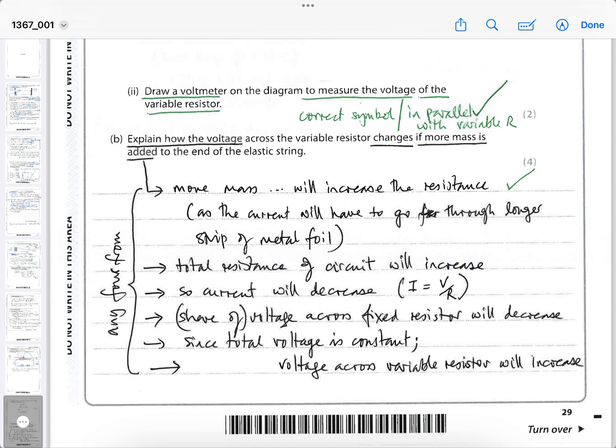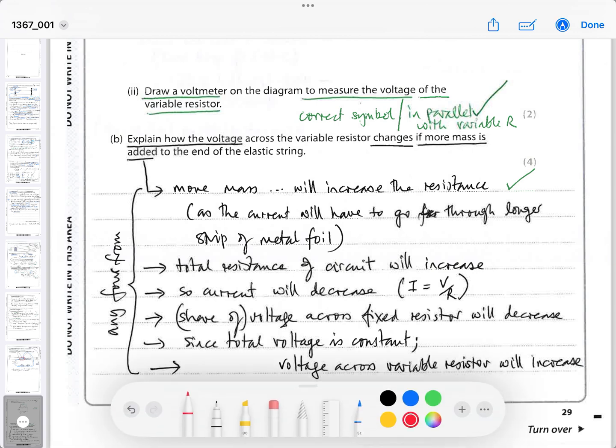So that's 1. More mass, more resistance. Total resistance of the circuit will increase. That's more detail. So current will decrease, yes, because obviously we haven't changed the voltage. The voltage across the fixed resistor will decrease as a result, because its share of the voltage will now be smaller, because the total resistance is greater and the total voltage in the circuit hasn't changed. The cell's still giving the same voltage out. So the voltage across the variable resistor, in conclusion, will increase. Okay? So there's 5 or 6 ways to get these 4 marks.